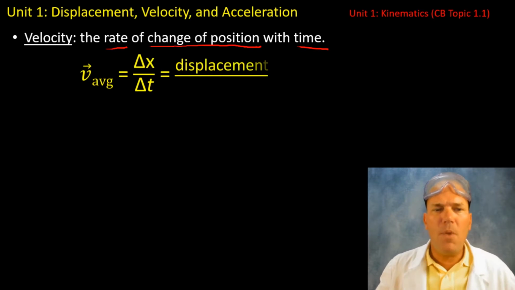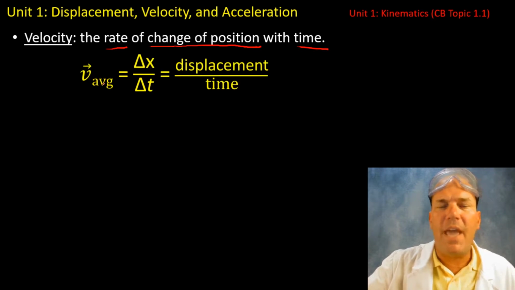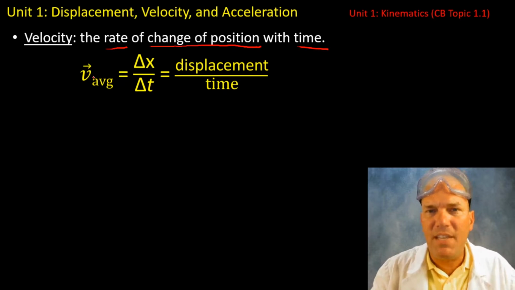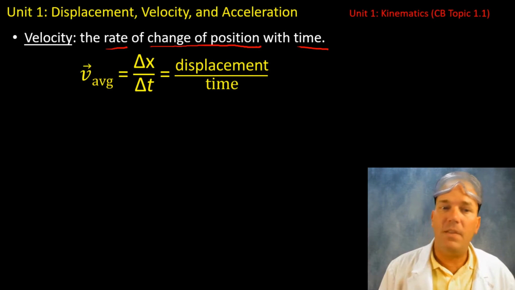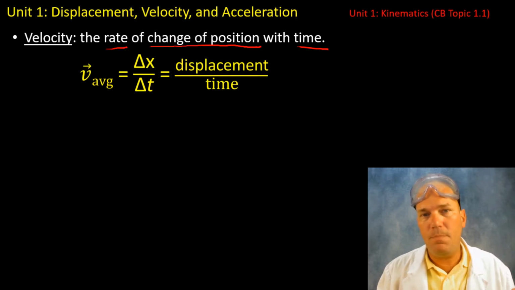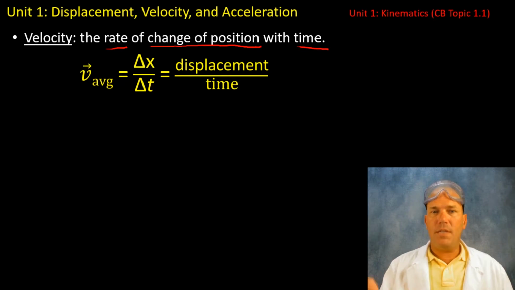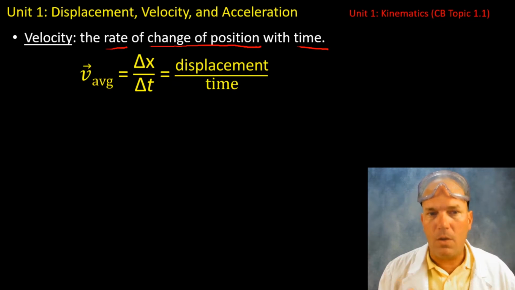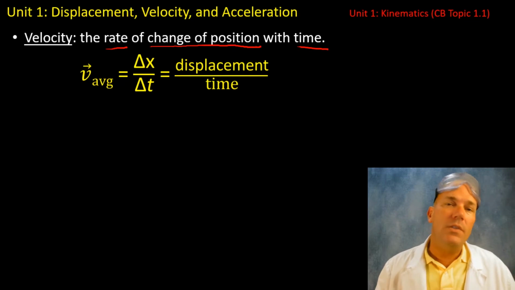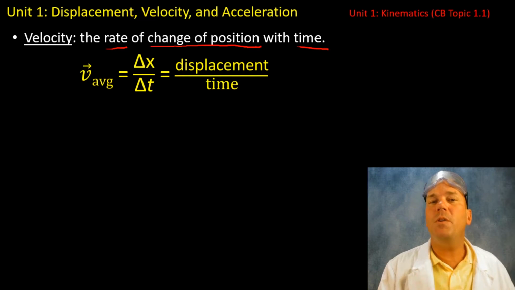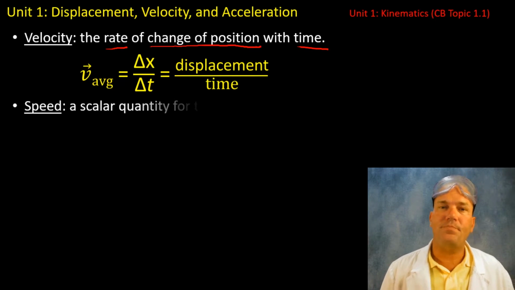And I will, in a moment, distinguish between average velocity and instantaneous velocity. This equation here will give you the average velocity, and it is the change in position over the change in time, that ratio. Recall that change in position is synonymous with displacement. So displacement over time will give you the average velocity.